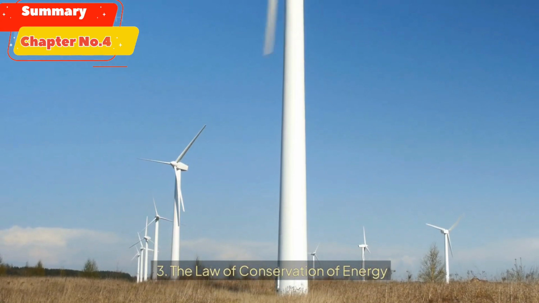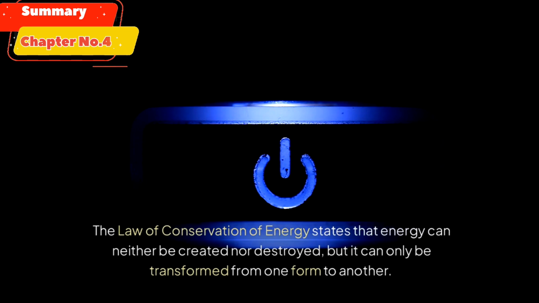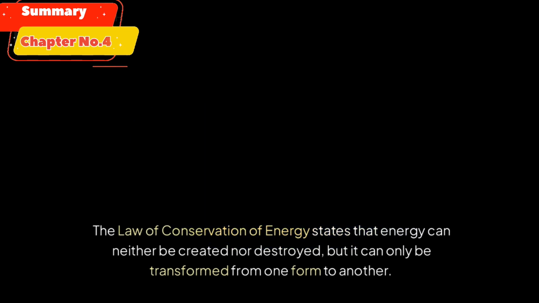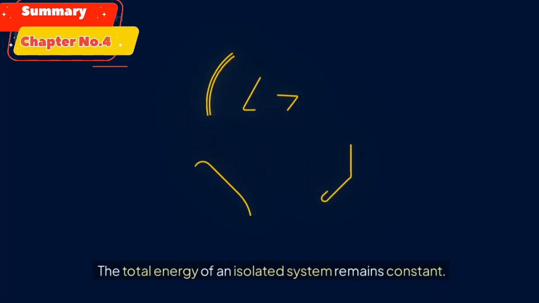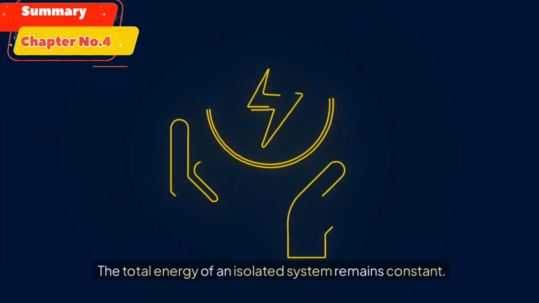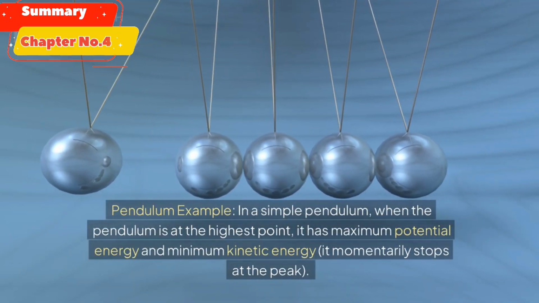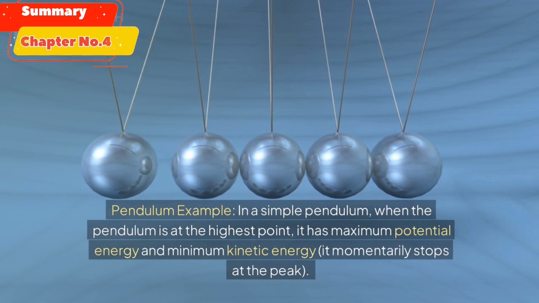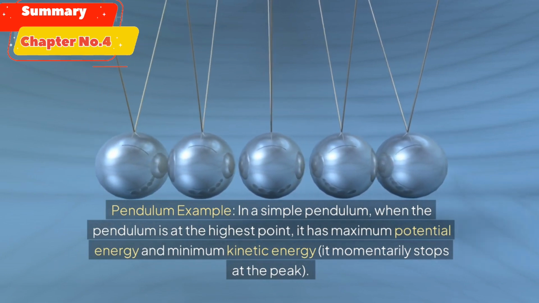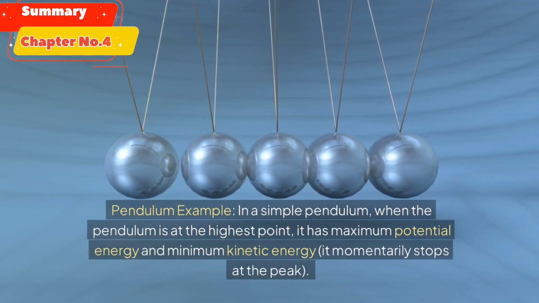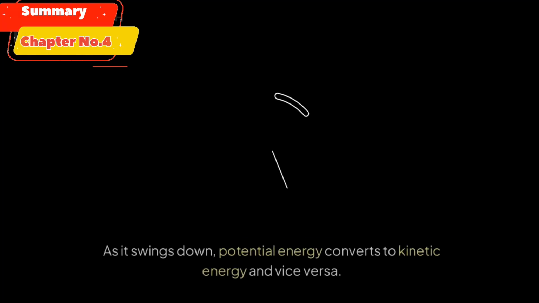3. The law of conservation of energy. The law of conservation of energy states that energy can neither be created nor destroyed, but it can only be transformed from one form to another. The total energy of an isolated system remains constant. Example, pendulum. In a simple pendulum, when the pendulum is at the highest point, it has maximum potential energy and minimum kinetic energy. It momentarily stops at the peak. As it swings down, potential energy converts to kinetic energy and vice versa.